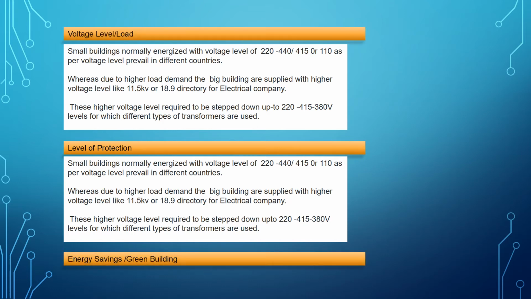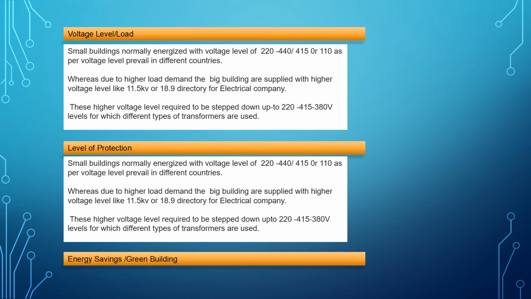Small buildings are normally energized at a voltage level of 220 volts, and in the case of three phase, this is 440 or 415 volts. And in some areas like Saudi Arabia, this is 110 volts, maybe single phase, and 220 volts in the case of three phase. Different areas have different voltage levels.